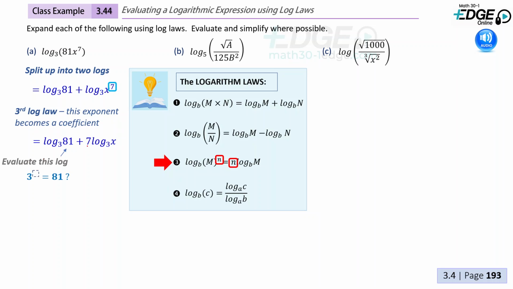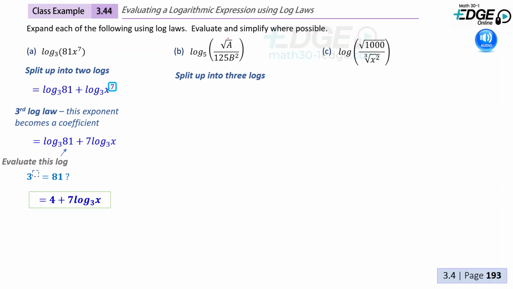And then we're going to evaluate any of the terms that we can. So log base 3 of 81, well, that's just going to be a number. And that number is whatever 3 to the power of something is equal to 81. So 3 to the power of 4 is 81. So we just rewrite that as 4 now. So 4 plus 7 log base 3 of x.